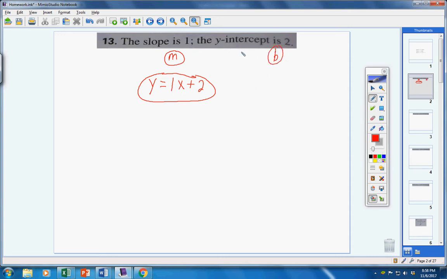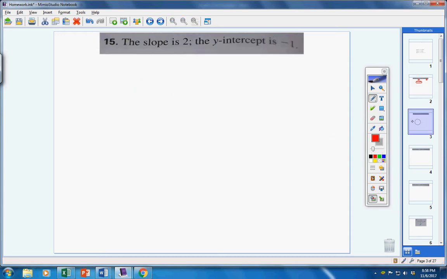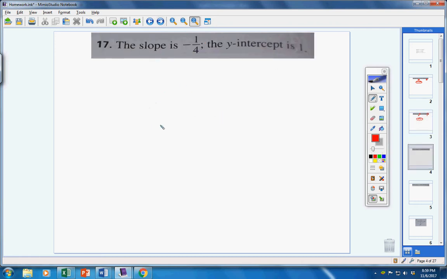The y-intercept is just simply the place that the line crosses the y-axis. Alright? 15, same thing. They've given you your slope, which is your m. They've given you your y-intercept, which is your b. So you simply write y, then equals, then write your slope, then put the letter x, and then write your y-intercept, and you're finished.